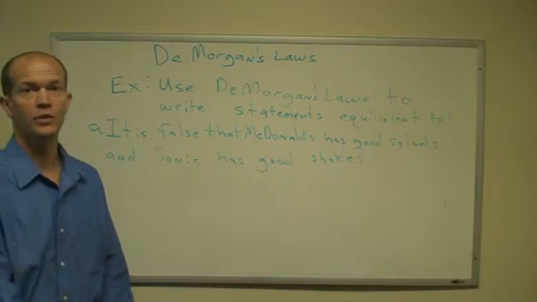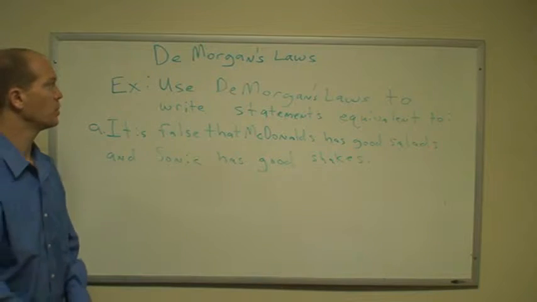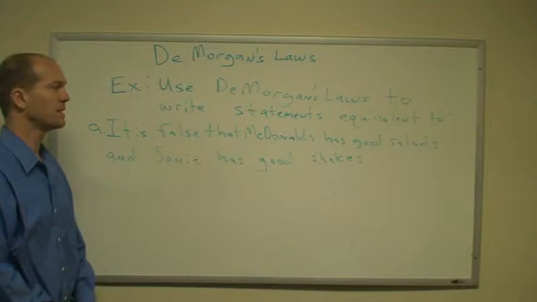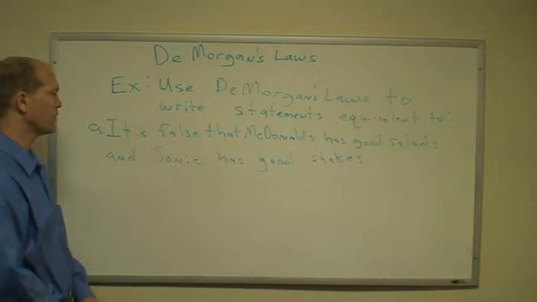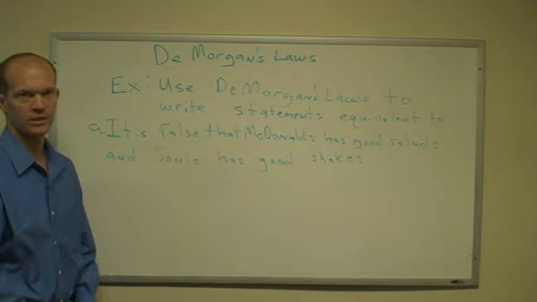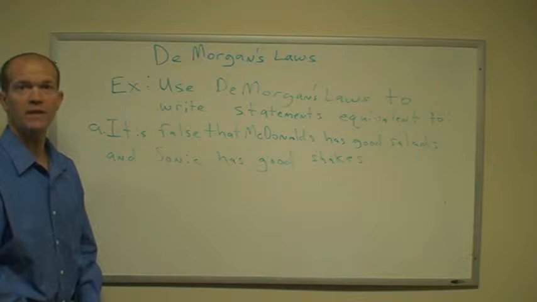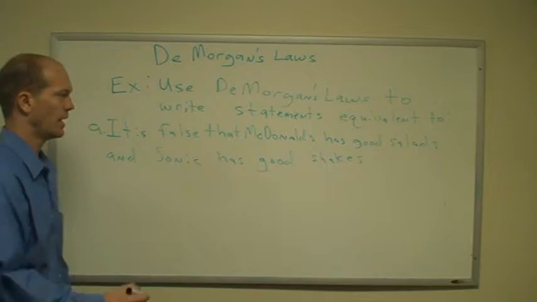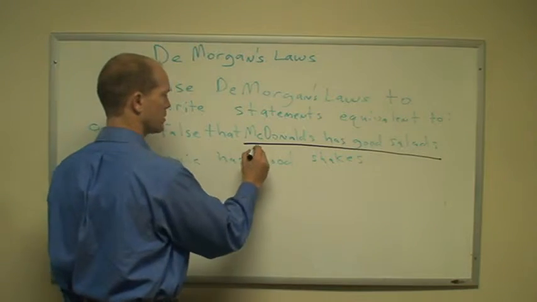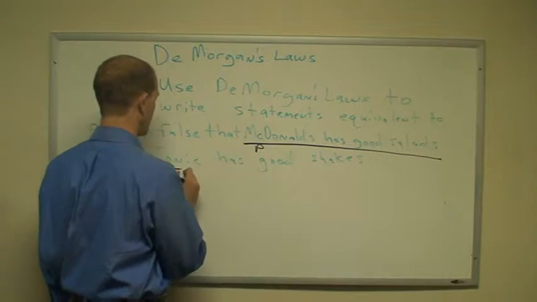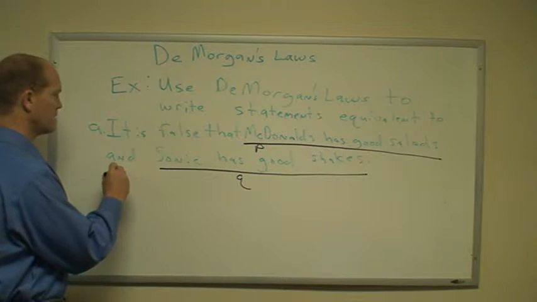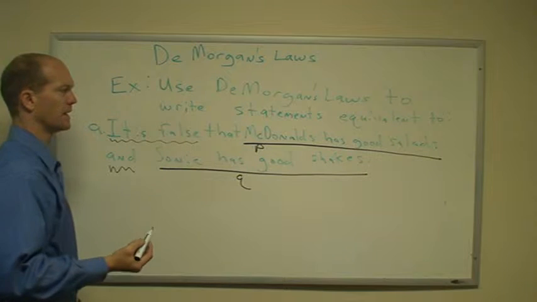Now let's look at an example of using De Morgan's laws. In this example, we want to use De Morgan's laws to write statements that are equivalent to the following. So the statement I'll first consider is: it is false that McDonald's has good salads and Sonic has good shakes. To do this, I'm first going to pull out individual simple statements. McDonald's has good salads, let's call that P. And Sonic has good shakes, let's call that Q. I see this connective and I see this it is false. I need to account for those.